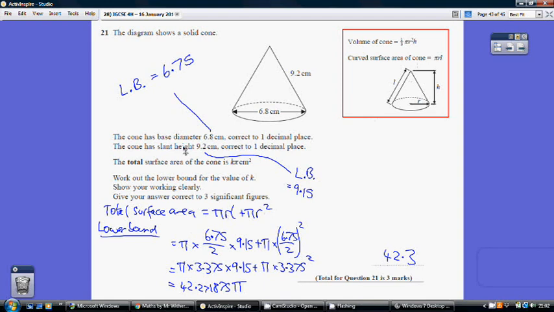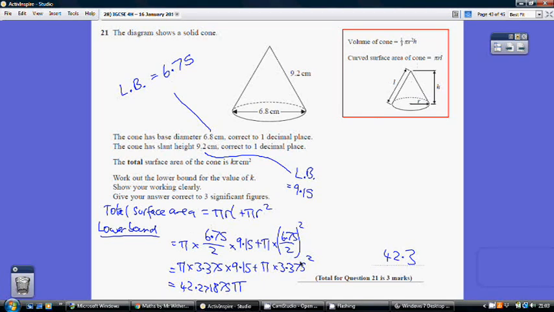Now for the diameter, it's 6.8 to the nearest 1 decimal place. The lower bound for that's going to be 6.75. So with regard to the radius, our lower bound radius is going to be half of this 6.75, which is 3.375. And then for the slanted height of the cone, the lower bound is going to be 9.15. So that's what I've used in here. Just so we're clear, lower bound of diameter is 6.75, then halve that for the radius. The lower bound for the slanted height is 9.15, just use that directly.